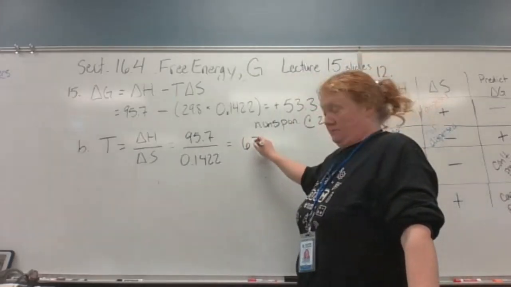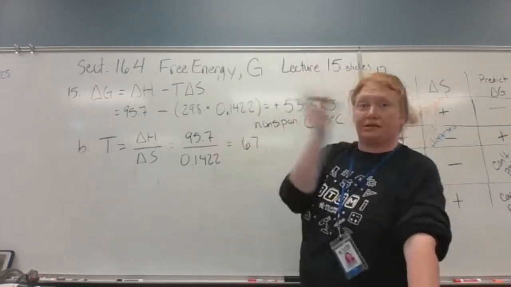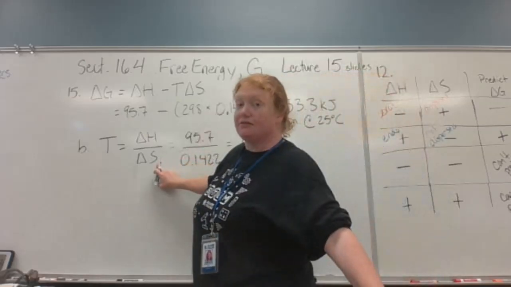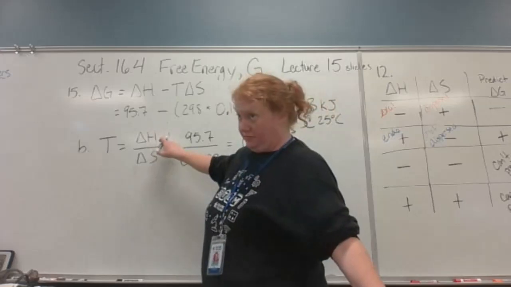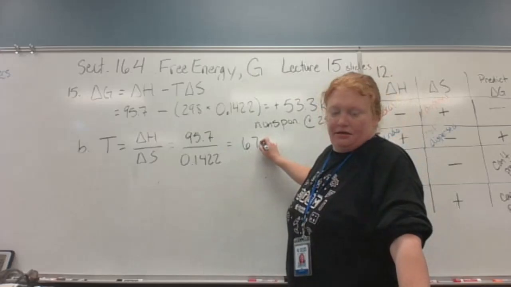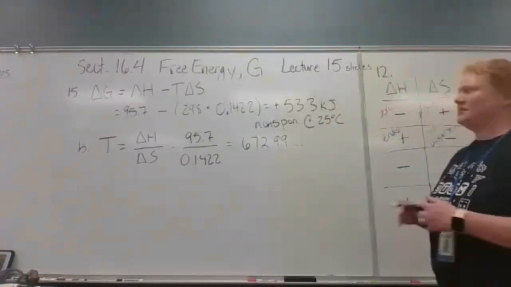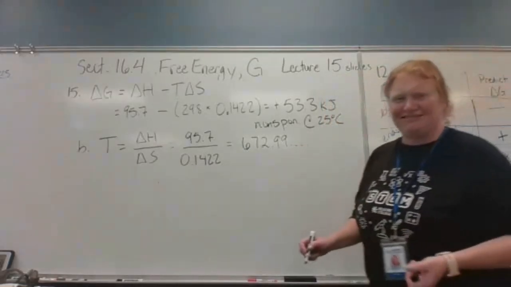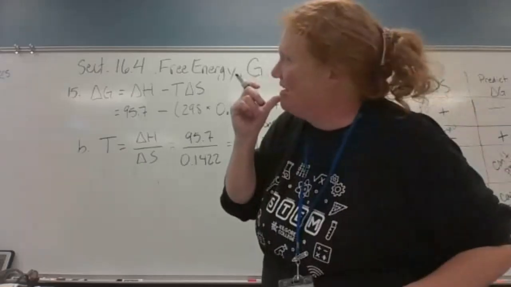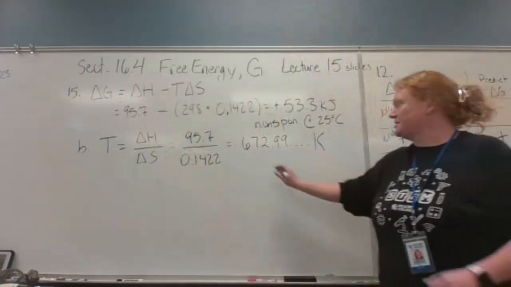Oh, she already changed it. Okay. I'm just working with it in kilojoules. But you absolutely need this delta S to be in kilojoules so that the units will cancel. Have to. Okay, 672.99. What is the unit that this temperature came in? It's calculated in Kelvin. Did I specify Celsius? I did. I want the Celsius temperature. Tell me the Celsius temperature. How do we go from Kelvin back to Celsius?